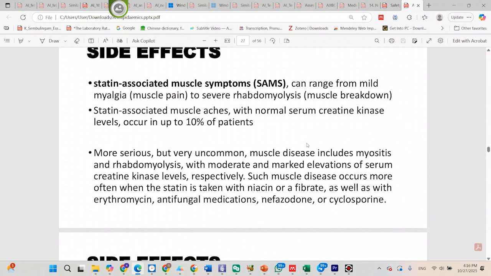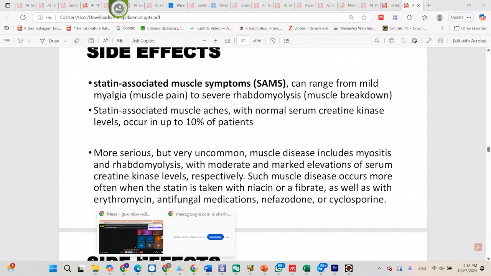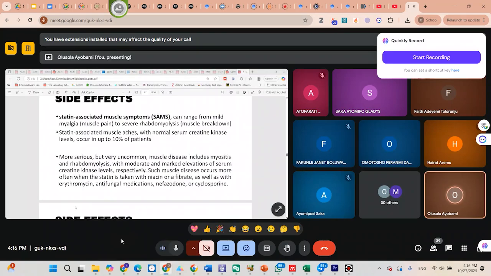When statins are taken with some other cholesterol-lowering drugs like niacin or fibrates, these effects become more severe. Then when you take them with erythromycin, antifungal medications, nefazodone, and cyclosporine, who knows why some of these drugs may contribute to the severity of the muscle side effects? Anybody that wants to tell us? Erythromycin, antifungal medications, who knows why?